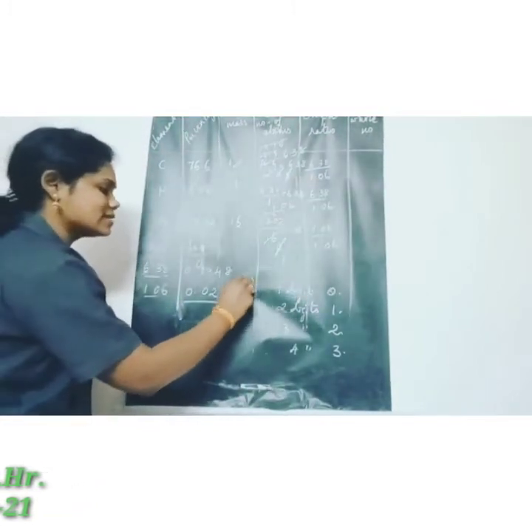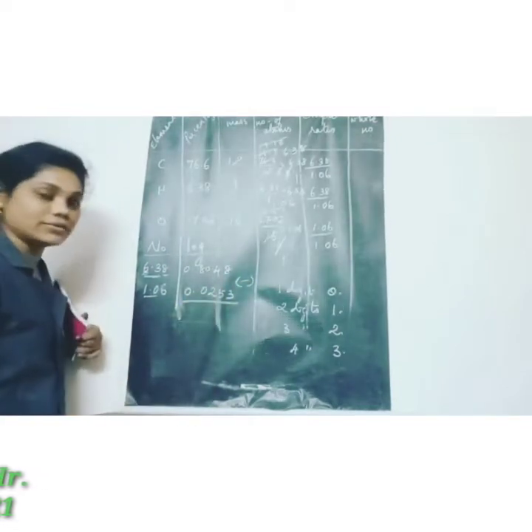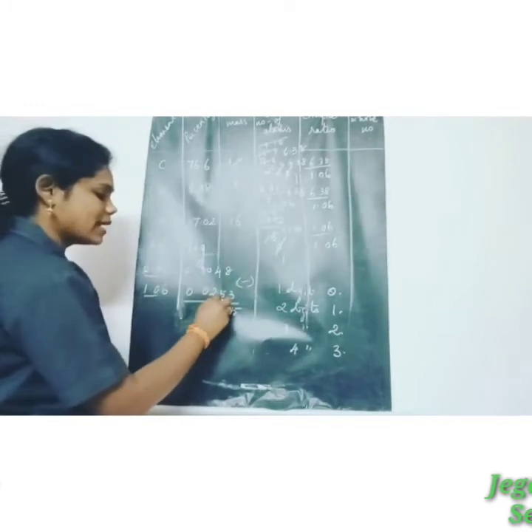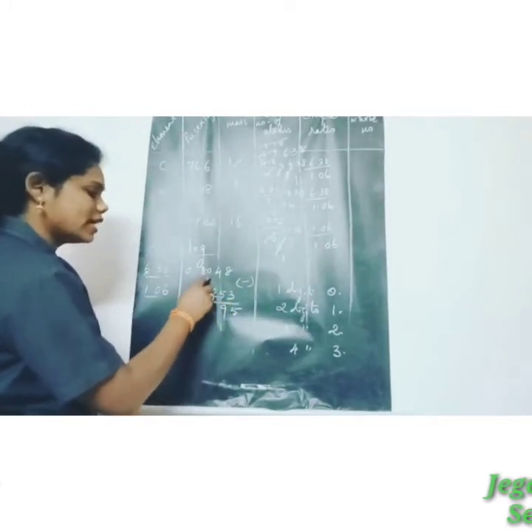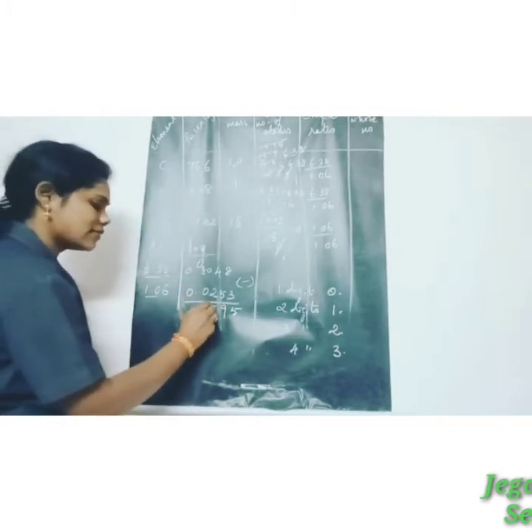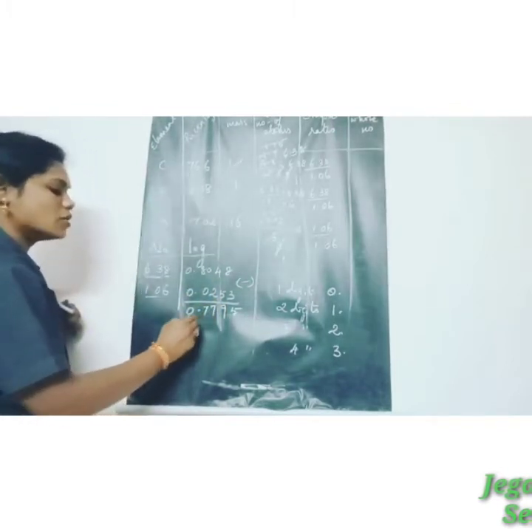0.8048 minus 0.253. So 8 minus 3, 5. So here 14 minus 5, 9. So here 9 minus 2, 7. So here also 7. Here 0.